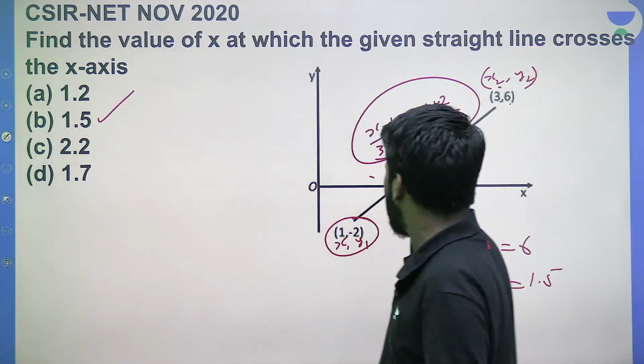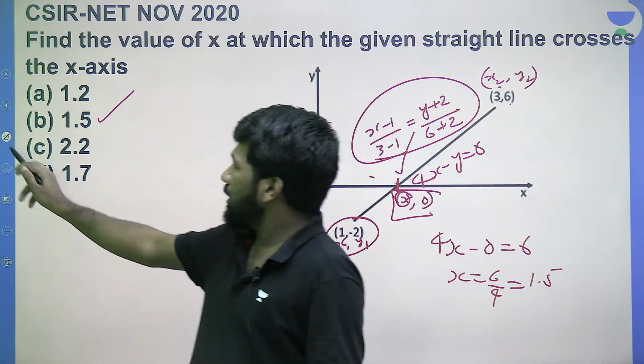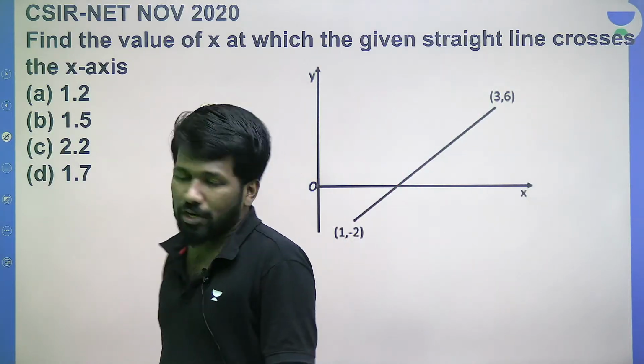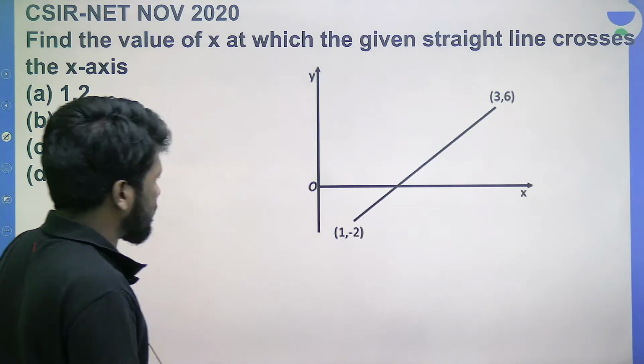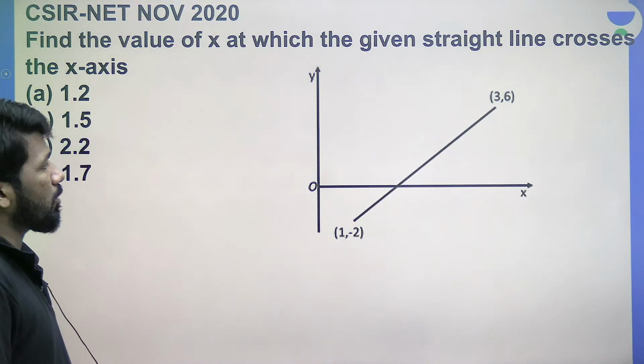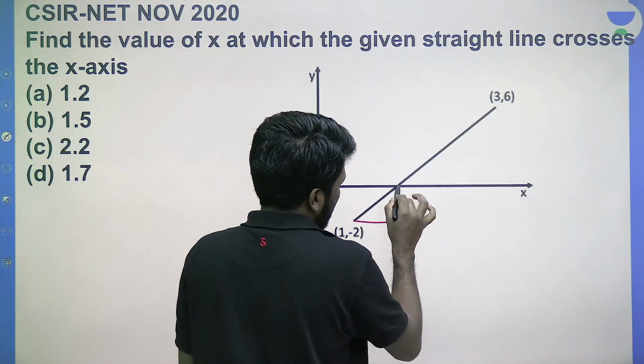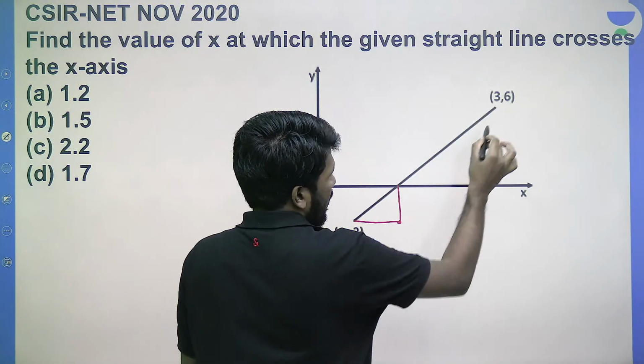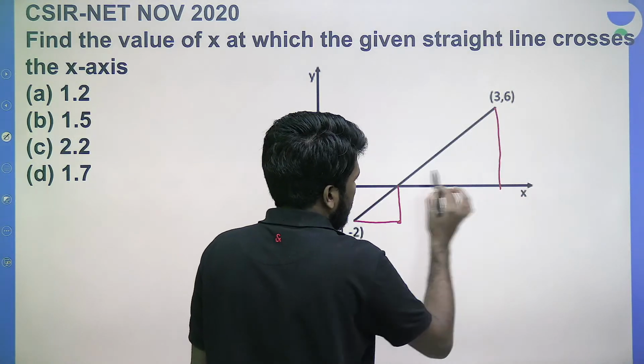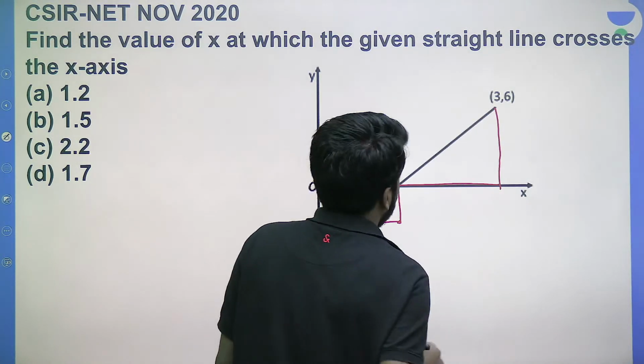The shortest way of doing this question is using the similarity property or trigonometry. You can use trigonometry, and you can also use the similar triangle property. I will show you. I will use a construction here. I will join a right triangle like we did in the previous questions. I can make right triangles here now.